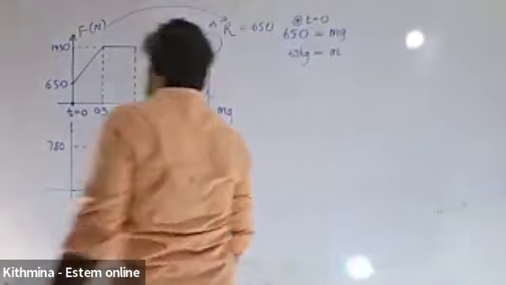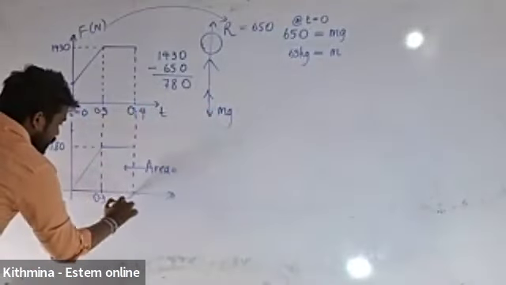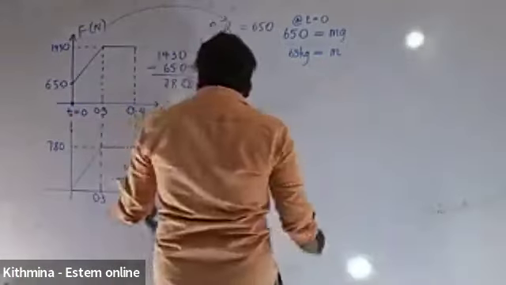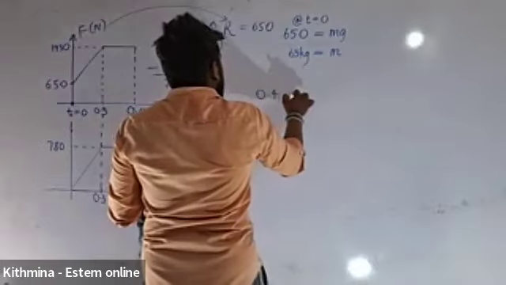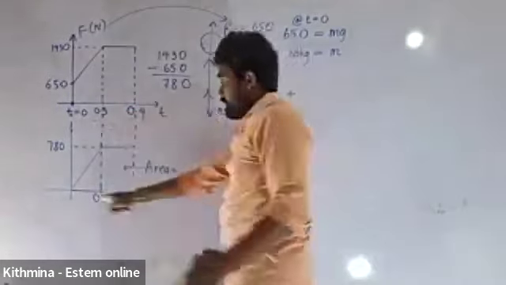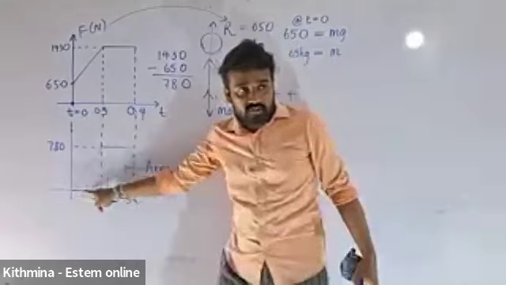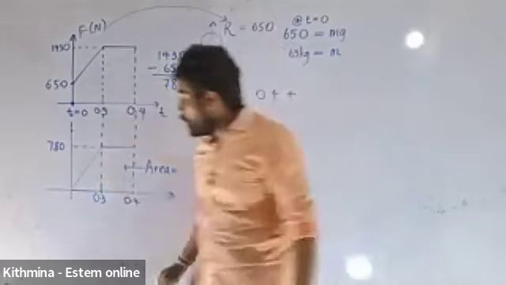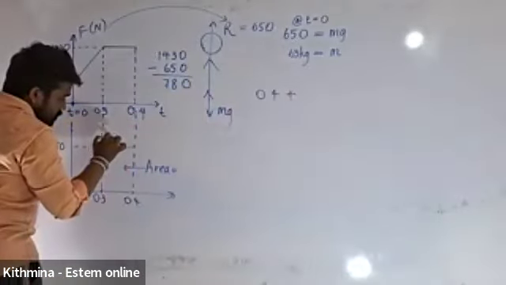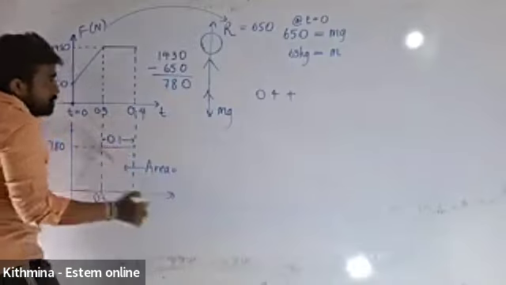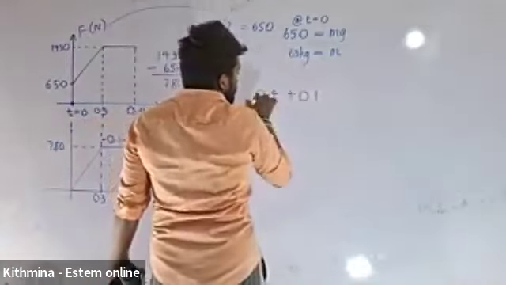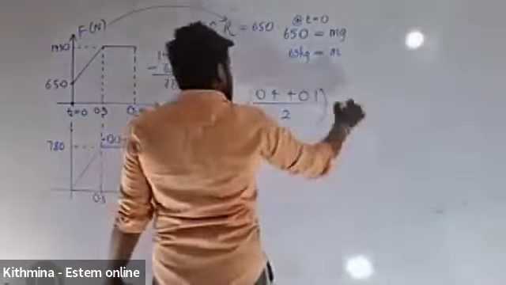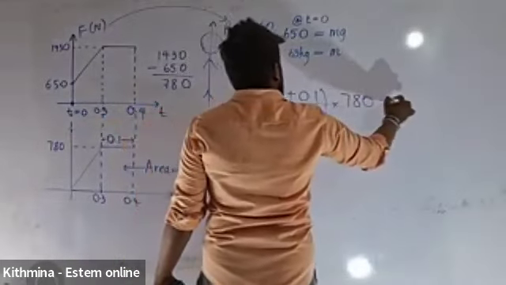Then this is 0.3 and this is 0.4. Then this is the area of the trapezium: 0.4 plus 0.4 minus 0.3, this is 0.1. So 0.1 divided by 2, multiplied by the perpendicular height 780. This is the momentum change.